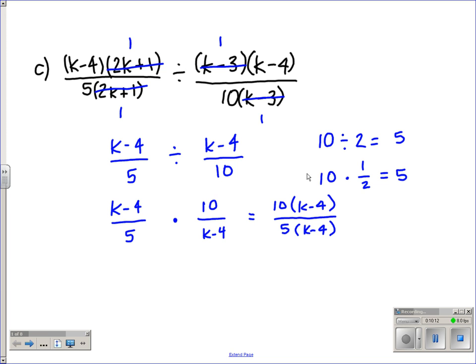Do we have any common factors? If you said yes, you're right. We have k minus 4 and k minus 4. These two binomials will divide to give us 1 over 1. And we also have 10 and 5. 10 divided by 5 is going to be 2. So we're going to end up with our answer being 2. So we have simplified our expression.